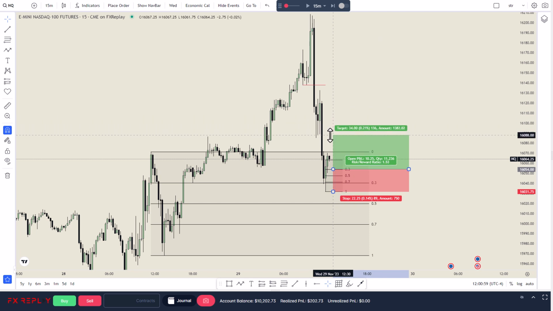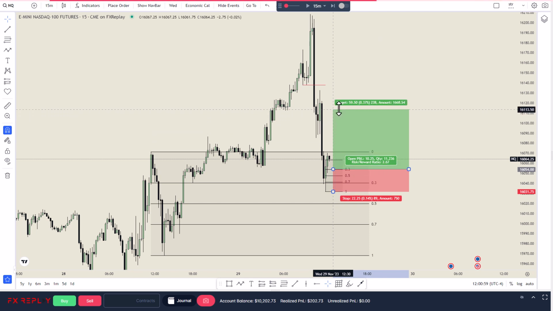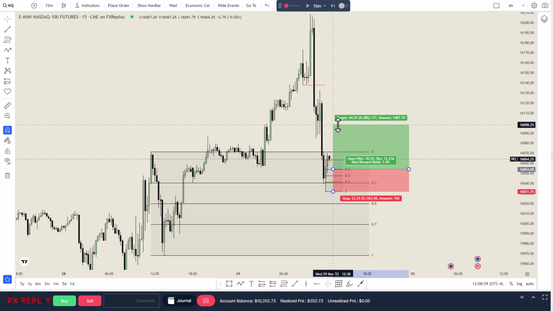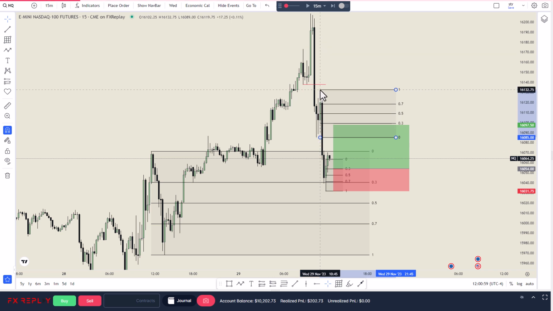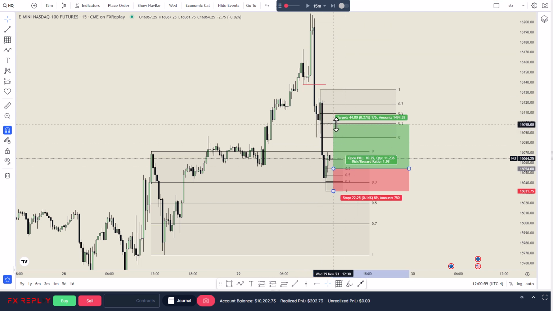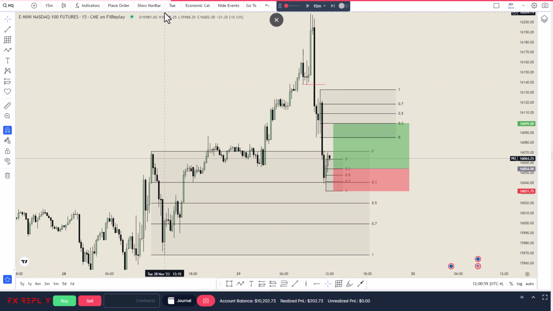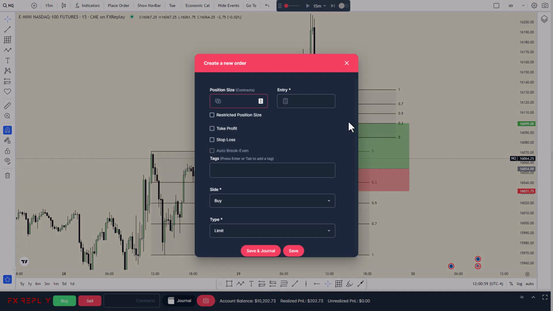And I think I'm going to target this zone, right? I don't want to be greedy. Let's target maybe the 30% of this zone. This should be right here. All right. So let's take the trade.